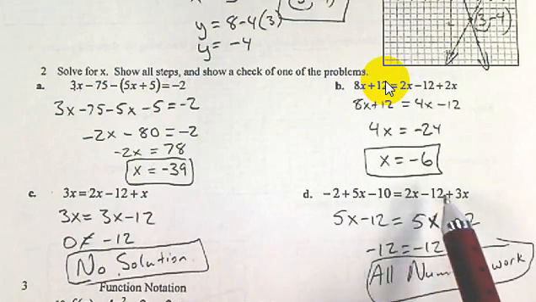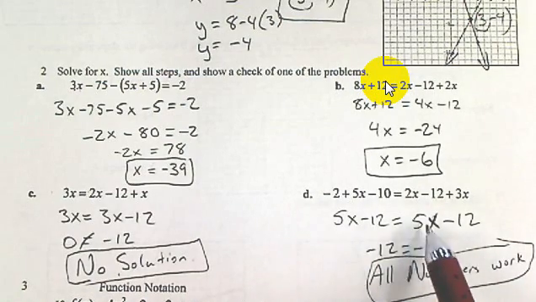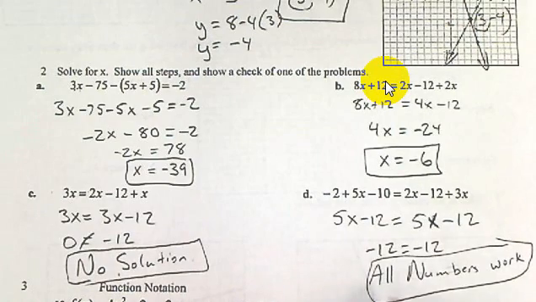Combine like terms, combine like terms. Subtract 5x from each side. You get -12 equals -12. That means it works every single time. So all numbers work.